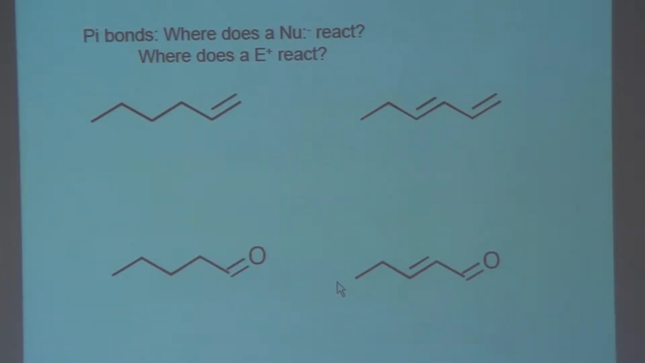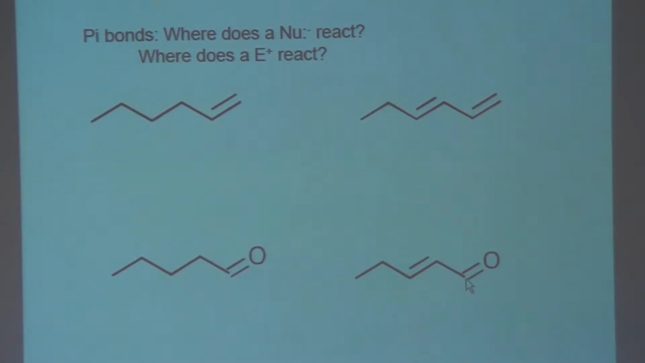Okay, so where does a nucleophile react with this compound? At the carbonyl carbon. Anywhere else? The H bonded to the alpha carbon? This one? Nope. We didn't look at that reaction. We haven't seen a reaction like that. But there's another place a nucleophile can react with this compound. Not on the H bond, the beta carbon.